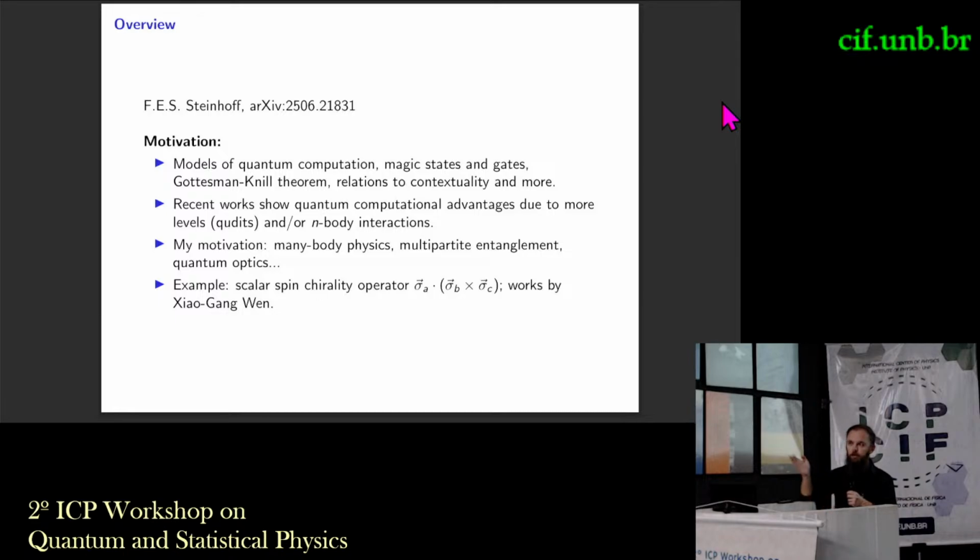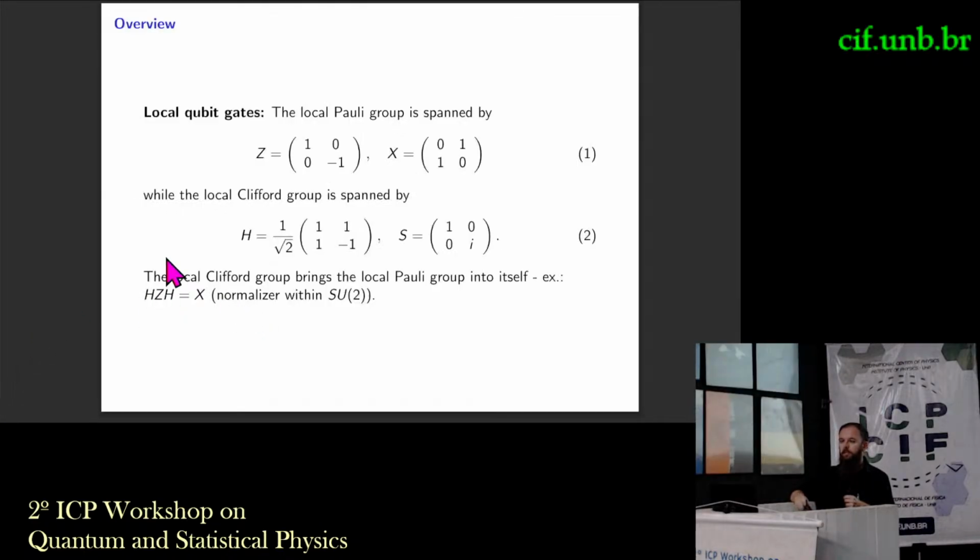So an example of my interest in the community as well is spin chirality, for example, and works by Xiao-Gang Wen on topological phase transitions, stuff like that. Using long-range entanglement, so I'm kind of pursuing this line of reasoning.